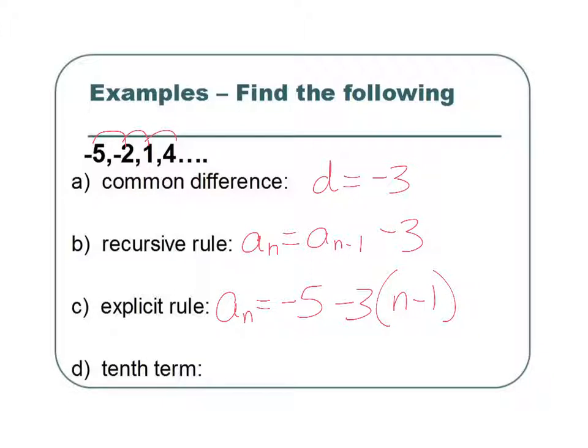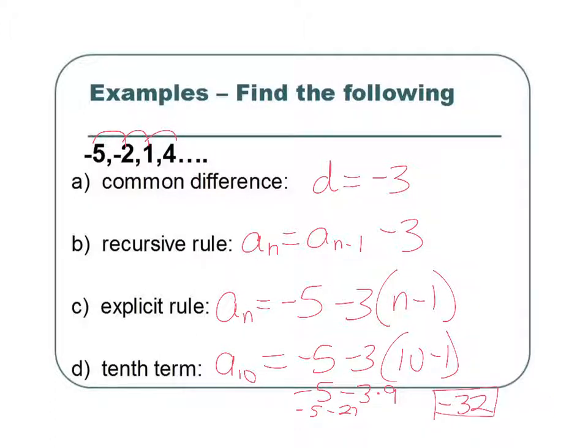And then what we can do is we can find the 10th term by plugging 10 in for n. And so this really just becomes 9, so -5 minus 3 times 9. Make sure you're doing your order of operations. So it's -5 minus 27. I'm running out of room, sorry. So it looks like -32 is the 10th term. All right, so that's all of the different parts of that sequence that we've talked about.